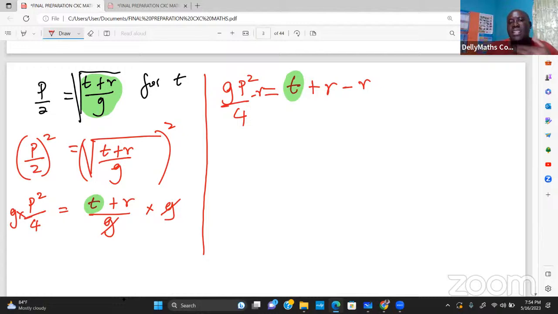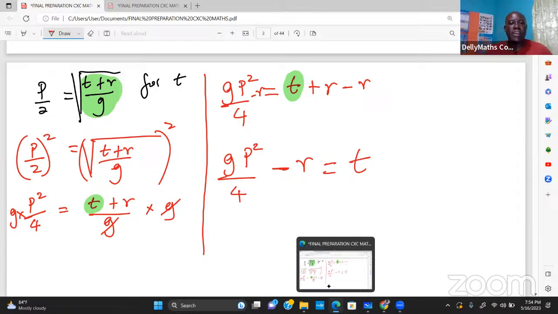I'm going to rewrite this so it looks clearer. You would have G P squared divided by 4. This is way different. I don't want you to think that the minus R is a part of the denominator or the numerator. It's not. Let me repeat: the minus R is not a part of that fraction. So it's different. And then the T is standing alone. There it is, you're finished.